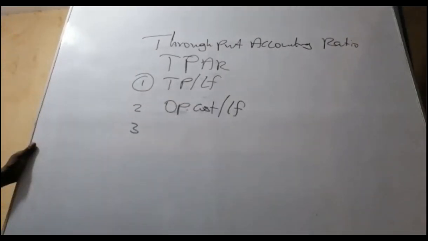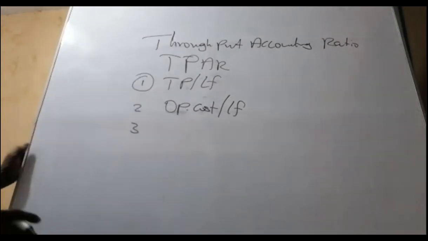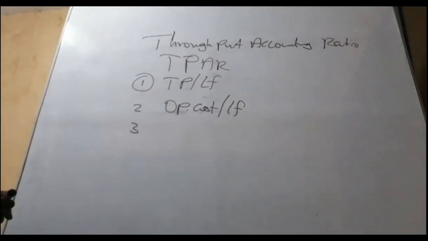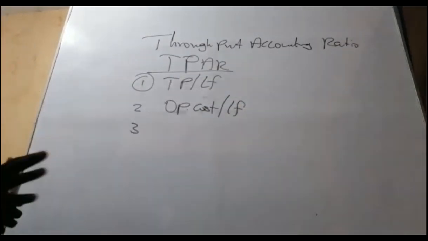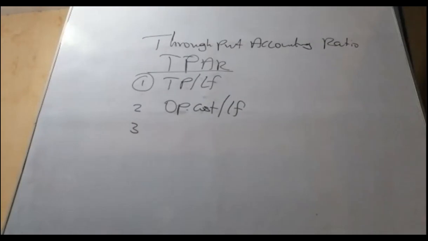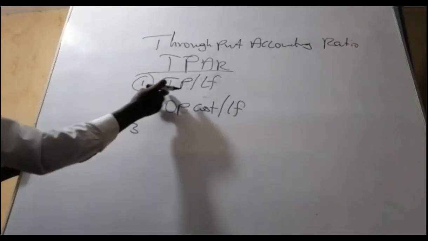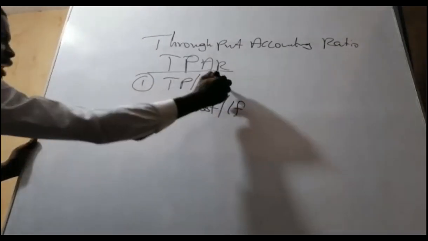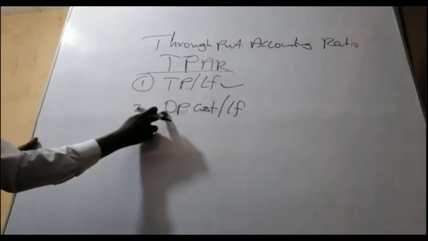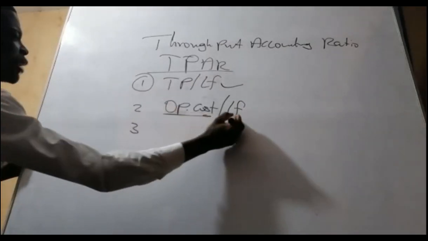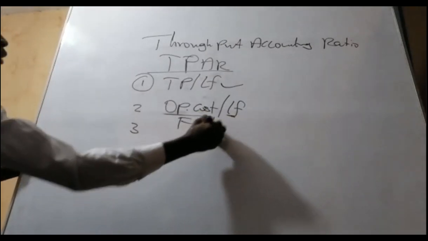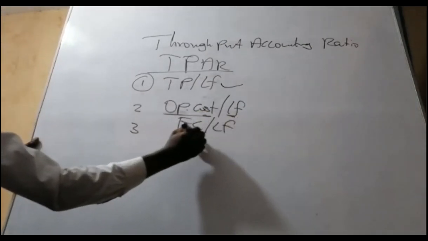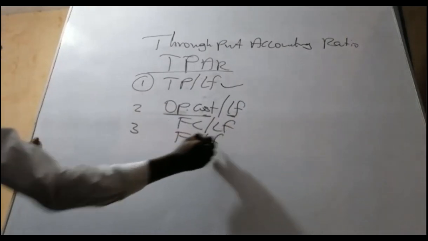So let me repeat the steps again. If you want to determine the throughput accounting ratio, there are 3 steps. Step 1, throughput per limiting factor. You know this one. Step 2, operating cost per limiting factor. You can also call it factory cost per limiting factor, or fixed cost per limiting factor, because in throughput accounting, factory cost, fixed cost and operating cost are the same.